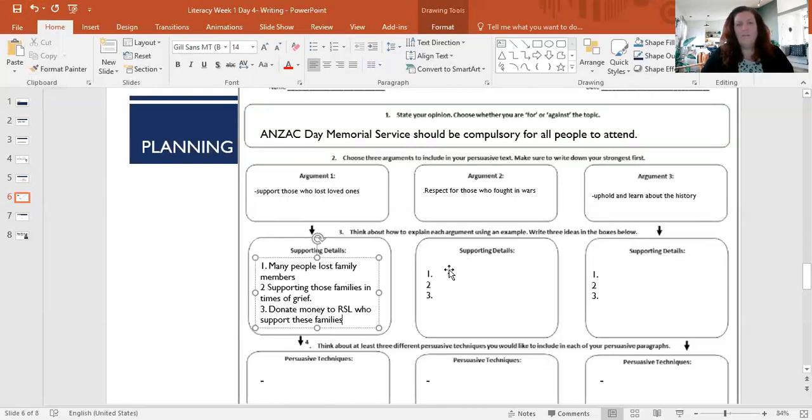Now, my next supporting details are for respect for those who fought in the wars. So, first one up, they died for our country.